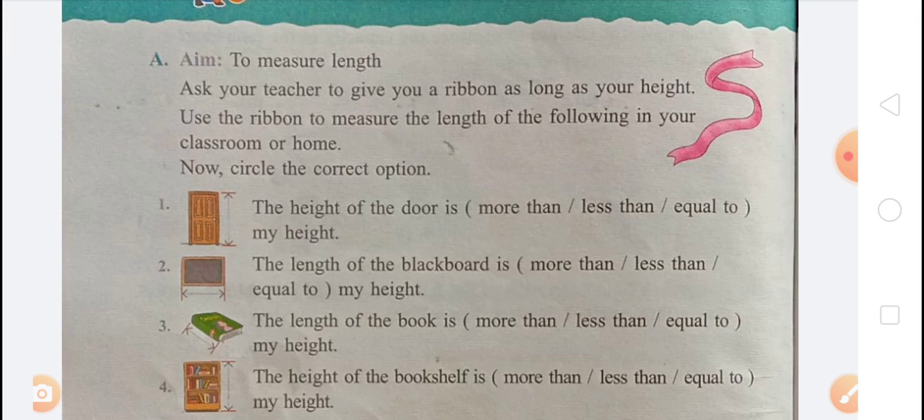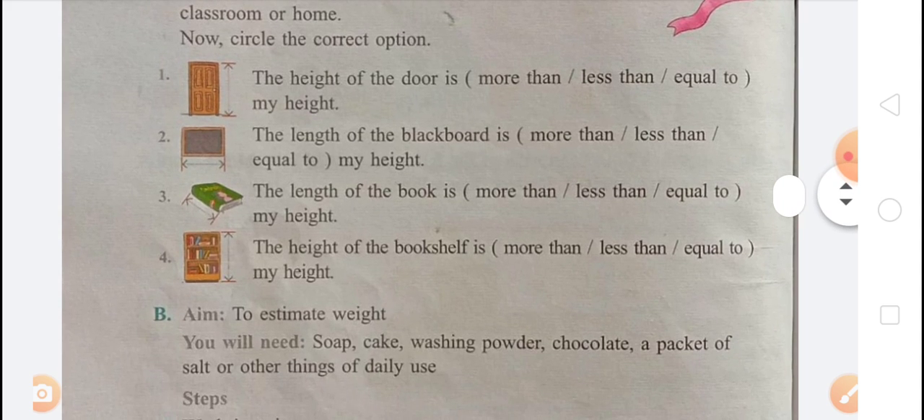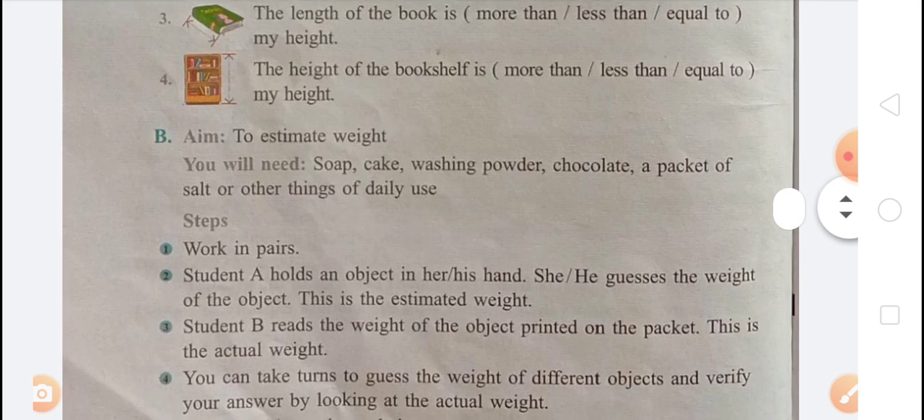Third, the length of the book is more than, less than, equal to my height. The length of the book is less than my height, so we take less than. Fourth, the height of the bookshelf is more than, less than, equal to my height. The height of the bookshelf is more than my height, so we take more than.